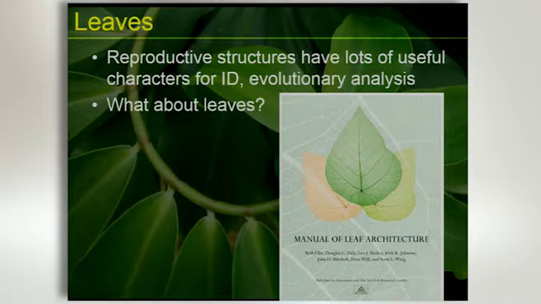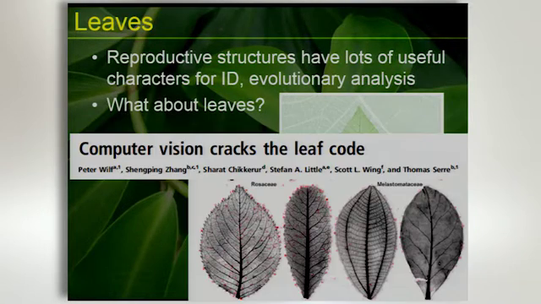And so the leaf architecture working group has already done a ton of work for the dicots with this manual of leaf architecture, which is indispensable, and some recent work, for example, by Peter, has shown we can apply computer vision to finding different characters for dicot leaves, right? We know inherently that we can distinguish between most dicot leaves. We can get a lot out of that.